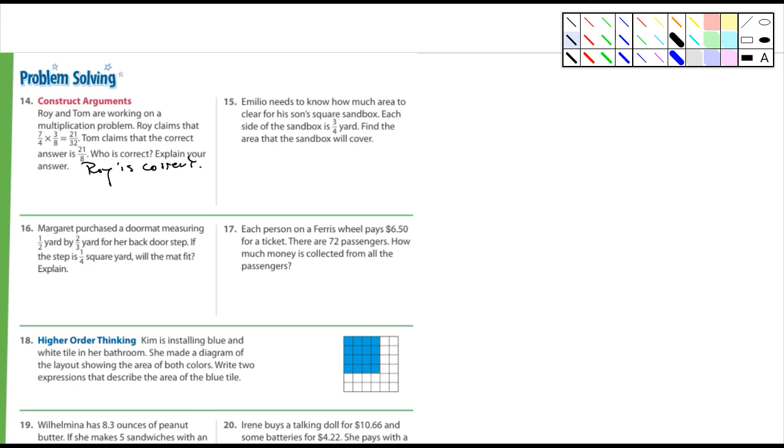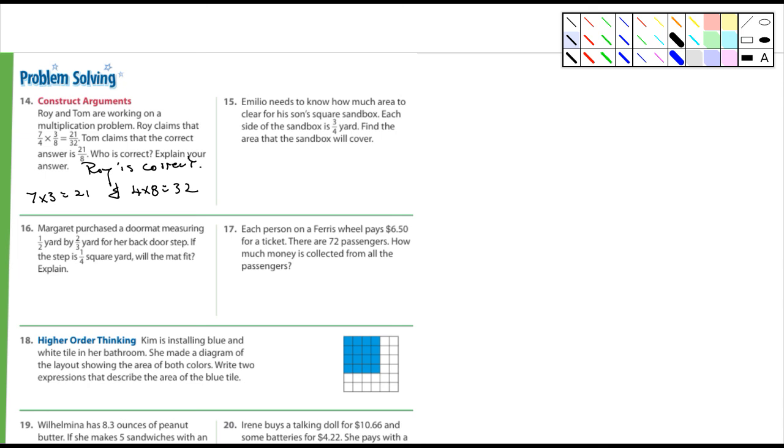Explain your answer. How would you explain your answer? Well, he multiplied correctly. 7 times 3, I don't know what they're looking for in some of these, equals 21. And 4 times 8 equals 32. He's correct.